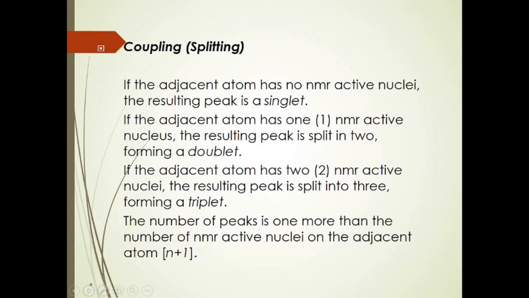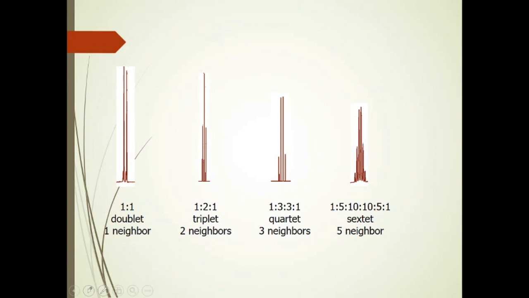The third thing we look at is the splitting. We have typically our common splitting patterns, and there are some that are not so common, ones that you don't encounter as frequently, and we won't talk much about those. But the common ones, the number of peaks is going to be one more than the number of hydrogens. And those common splitting patterns are things like a doublet or triplet, quartet, quintet, sextet, etc.